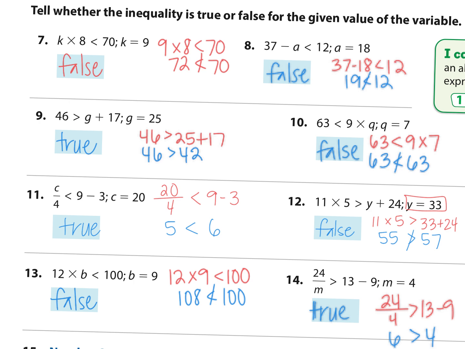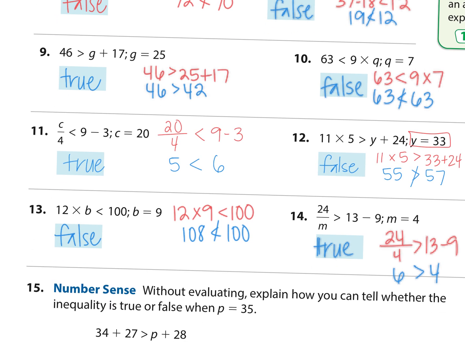Number 13, 12 times B. If B is 9, then 12 times 9 is 108. It says that should be less than 100. That is false. And then number 14, 24 over M. M equals 4, so that really means 24 divided by 4. That equals 6. And then 13 minus 9 is 4. 6 is greater than 4, so number 14 should be true.